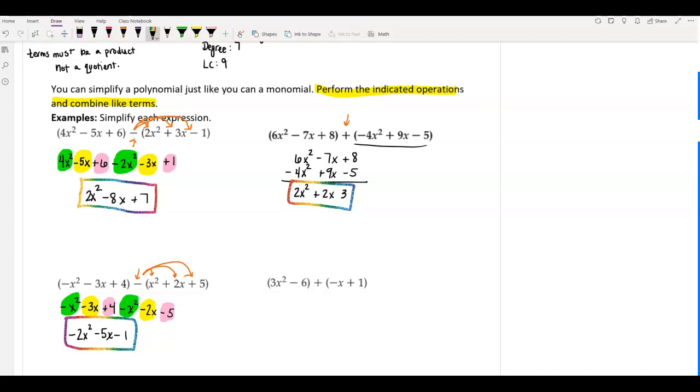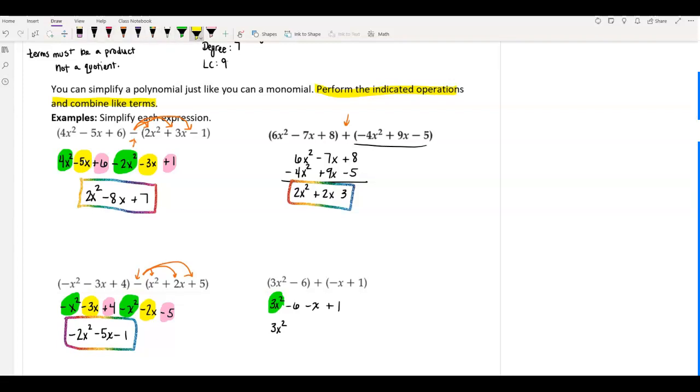All right. So now we're adding. So I have 3x squared minus 6 minus x plus 1. Now you could do this vertically or you could do this horizontally. Not a big deal. We'll do it horizontally first, and then I'll show you what we have to do special if we're doing it vertically. So x squareds with x squareds. Well, there's only one of them. So we have 3x squared.